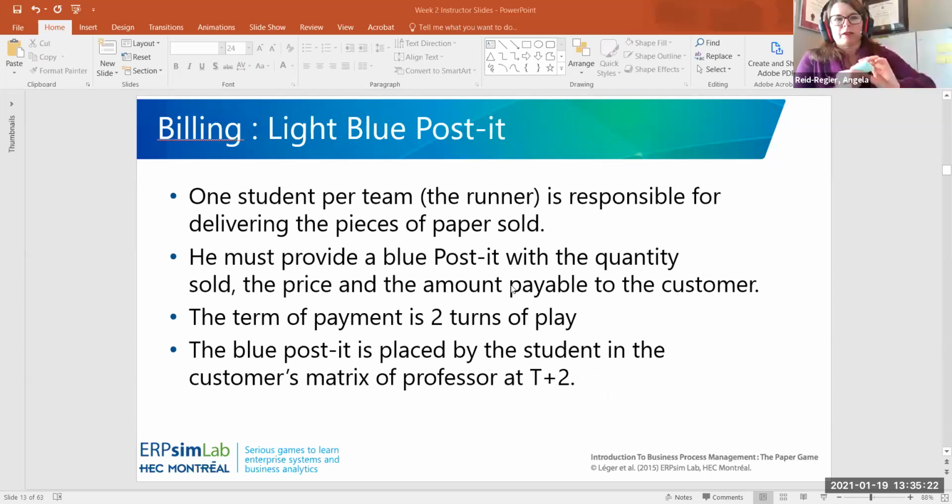The second step is the light blue Post-it note. So we will deliver the smaller pieces of paper, or finished goods, but we have to keep track of how much the customer owes us. On this, I think we rolled an 8. So they owe us $8 for every piece.